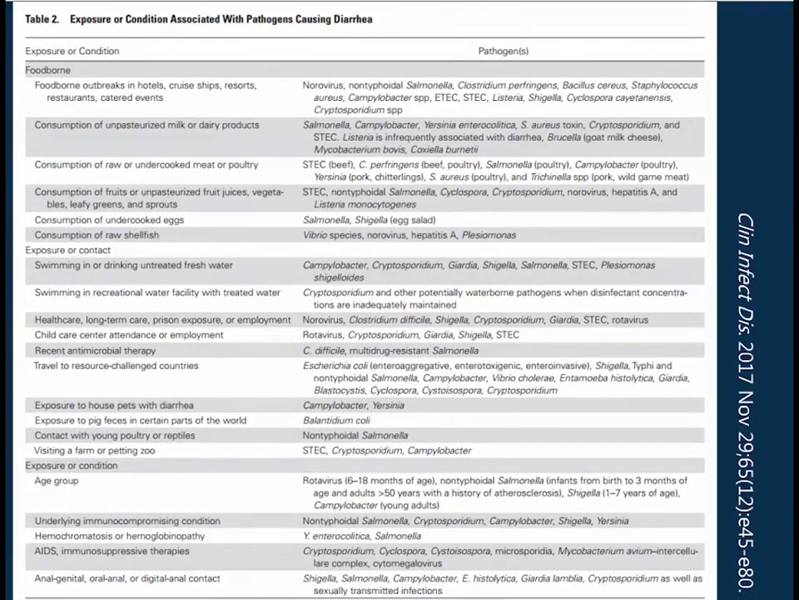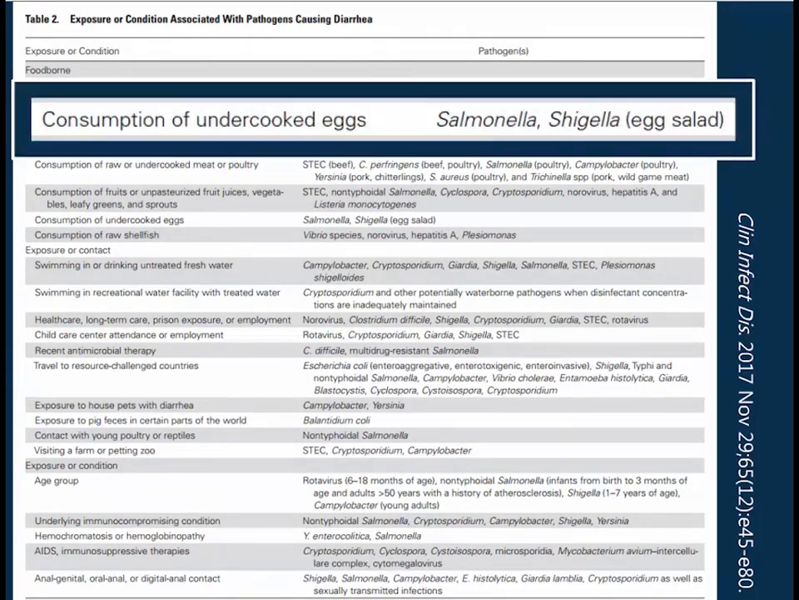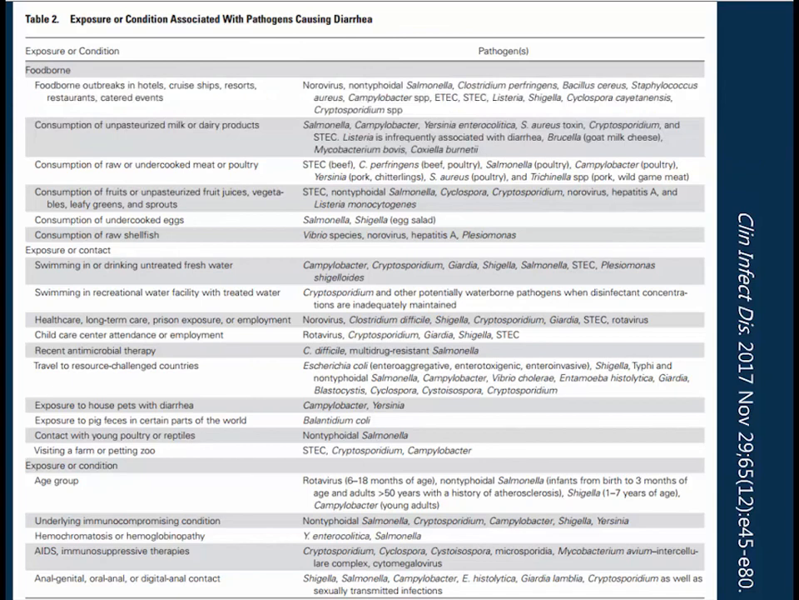There's this nice table in the guidelines. If you are responsible for writing questions for med students or med tech students or residents, this is a good source to find information for your question stems for exposures. They break this up by foodborne, exposure or contact, and exposure or condition. Starting out at foodborne, here are just a couple examples. Some of these are classic, right? Don't be like Rocky, don't drink your raw eggs, or you might get Salmonella or Shigella.